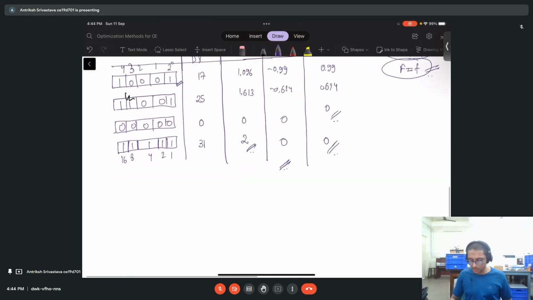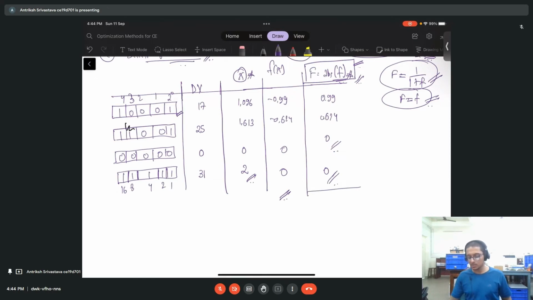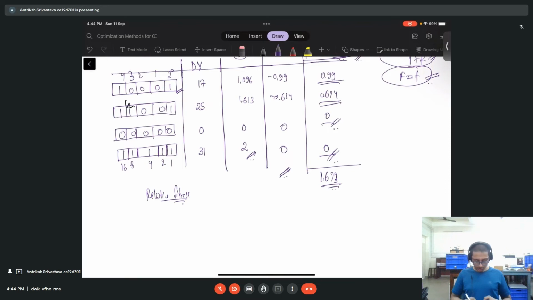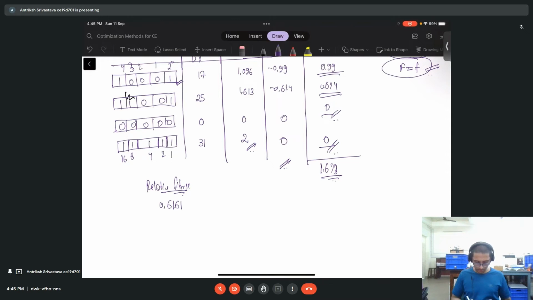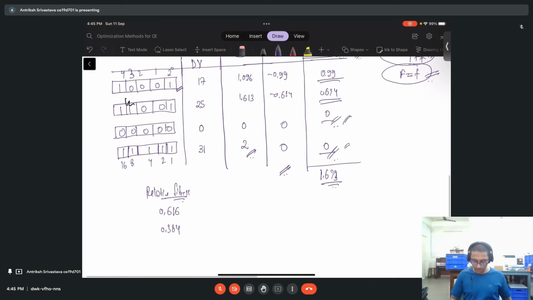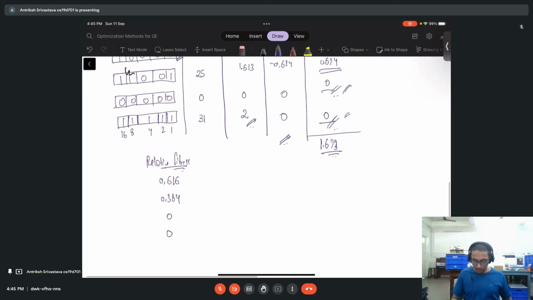We have still not done the selection, we have just calculated the fitness value. For selection, we will normalize this fitness value, and we'll call that variable relative fitness. The sum of this is 1.623, and we will normalize 0.99, 0.624, and 0 with this value. So the relative fitness of the first solution is 0.616, and that of the second solution is 0.624 divided by 1.623, which is 0.384. Let me keep it to the third decimal place, and the other two will have zero relative fitness. Now we know relative fitness.